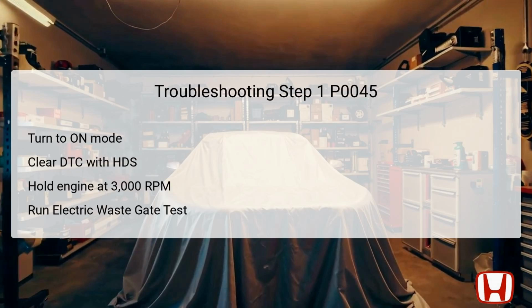In the first step of troubleshooting the DTC P0045, you will need to turn the vehicle to the on mode without starting the engine. This action energizes the systems needed for diagnostics. Next, using the Honda Diagnostic System, HDS, clear the existing DTCs present in the vehicle's computer. After clearing, start the engine and hold the RPM steadily at 3,000 without any load.